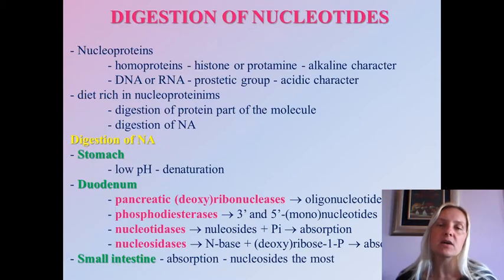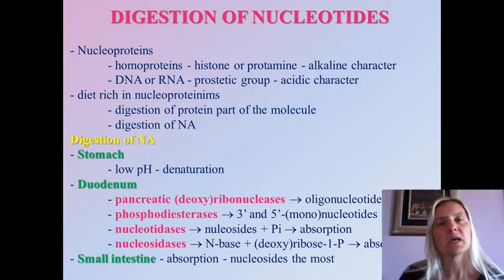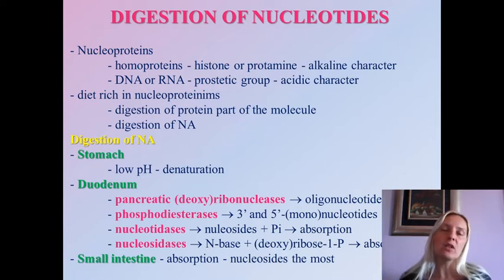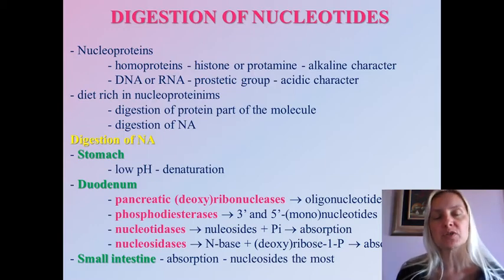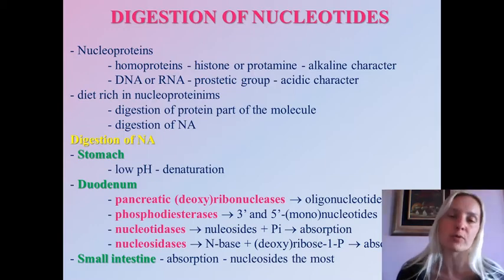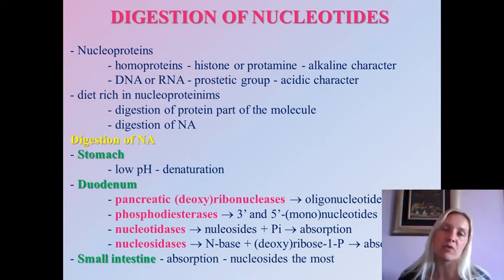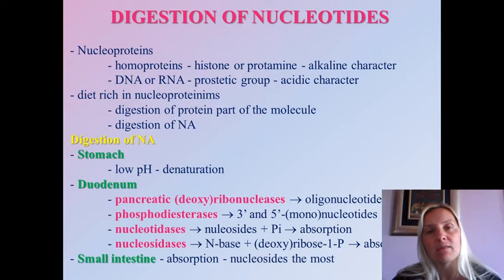So regarding the fact that this is not a time-consuming topic, I'm gonna take my time informing you about the digestion of nucleotides. So what do we know about nucleoproteins? Those are heteroproteins, complex proteins, containing two parts of the molecule. Protein part of the molecule consists of homoproteins, which are predominantly, if you remember our general biochem course, predominantly histones or eventually protamines. And those protein moieties in nucleoproteins exhibit a slight alkaline character.